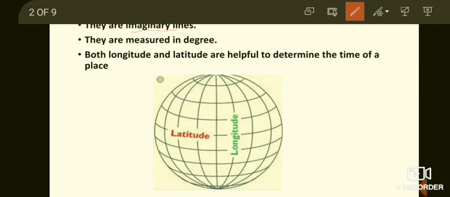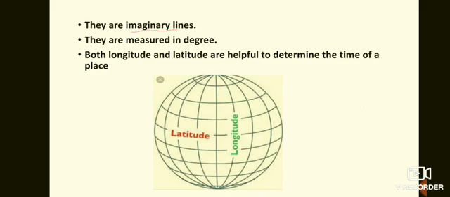That means they do not actually exist on earth, but we can find these lines only on maps and globes. If you see these latitude and longitude lines on the globe, it doesn't mean that they really exist on the earth. That's why I'm calling them imaginary lines.